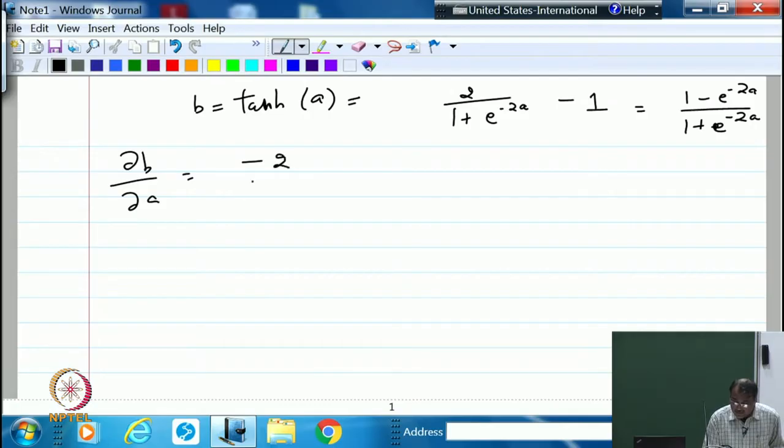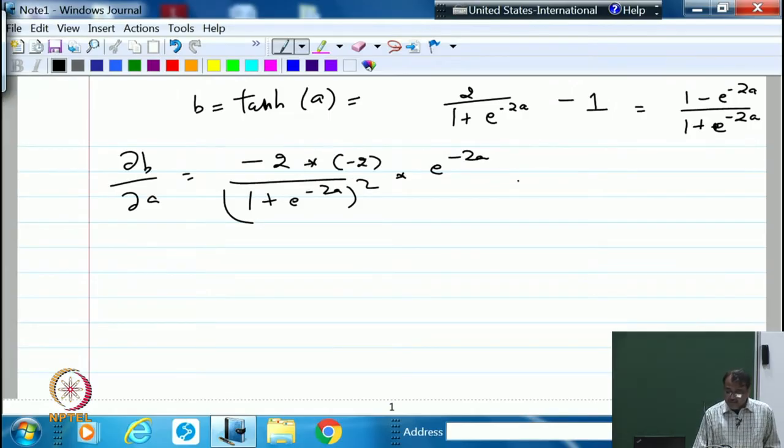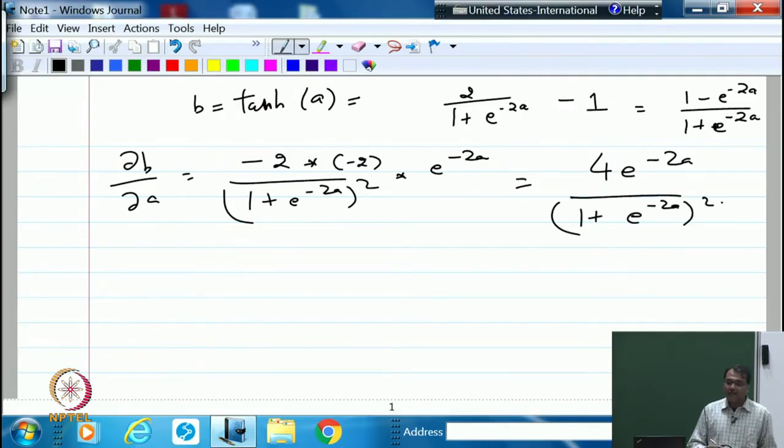So this will become minus 2 upon 1 plus e to the power minus 2a whole square, but now you have to take the derivative of x. So that is e to the power y, so that is e to the power minus 2a, but now you have to take the derivative of y, which is minus 2a, so that becomes minus 2. So therefore, del b by del a is nothing but, and the minus 1 of course when you take the derivative has nothing. So you get 4 times e to the power minus 2a divided by 1 plus e to the power minus 2a whole square. Now you don't want to remember this. This is a complicated formula. So the slide also says that this is nothing but 1 minus b square.